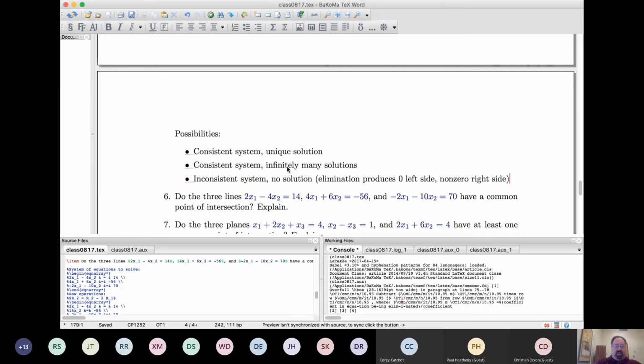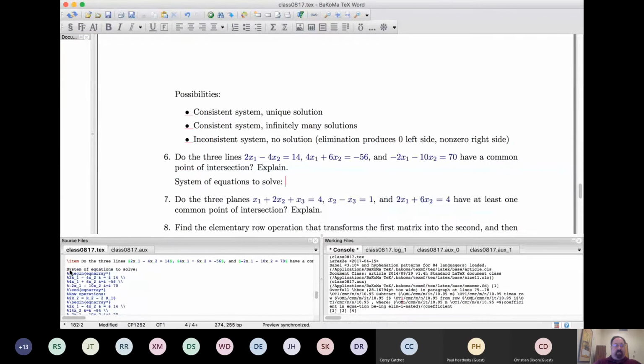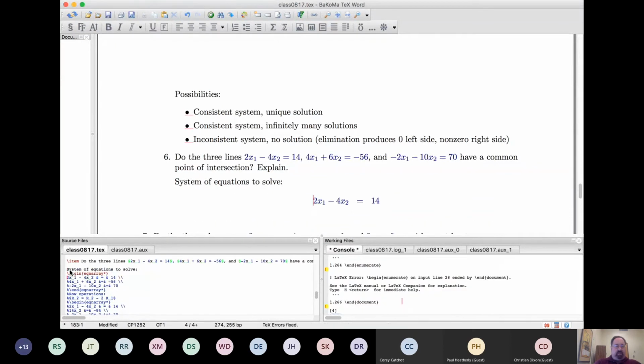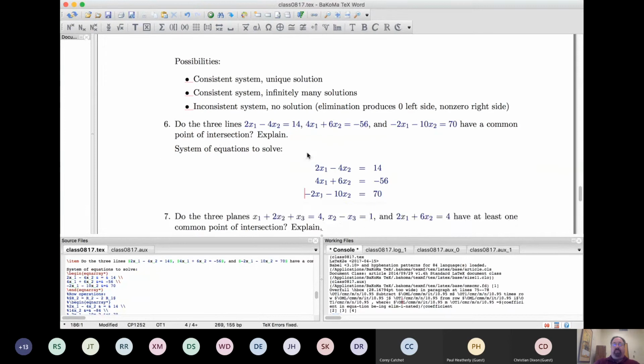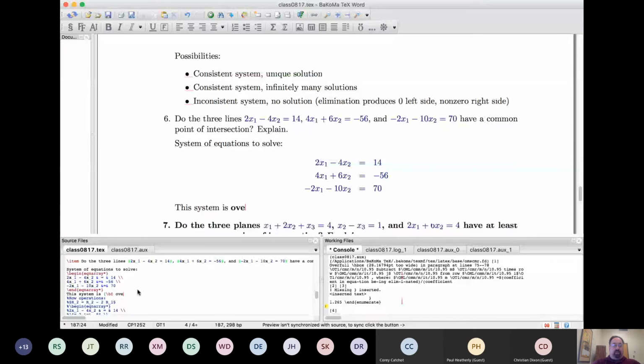All right. Now, here we have equations that describe lines in the x1, x2 plane, and we want to know if they have an intersection. So, if we think of this as a system of equations to solve, we have three equations and two unknowns. So this system is overdetermined.